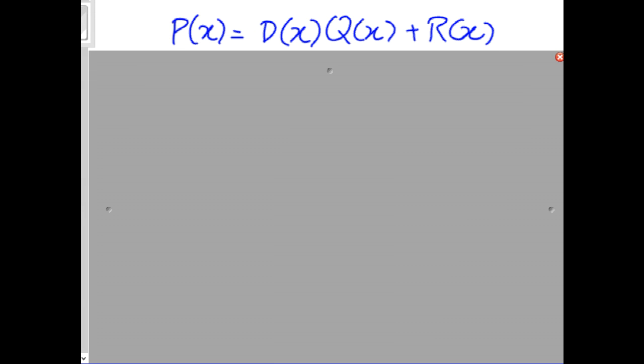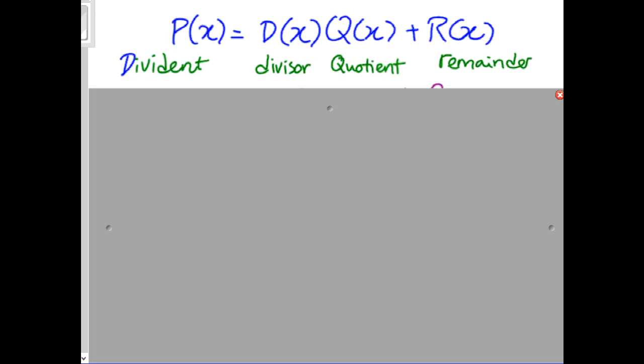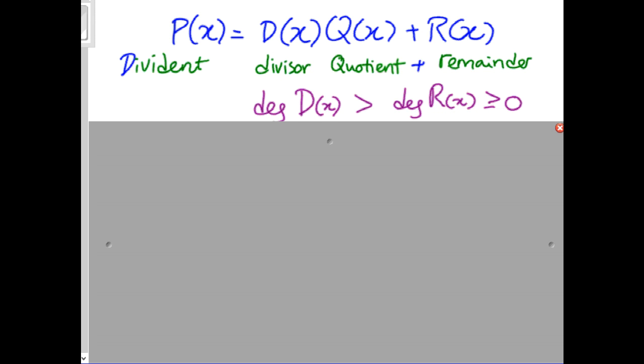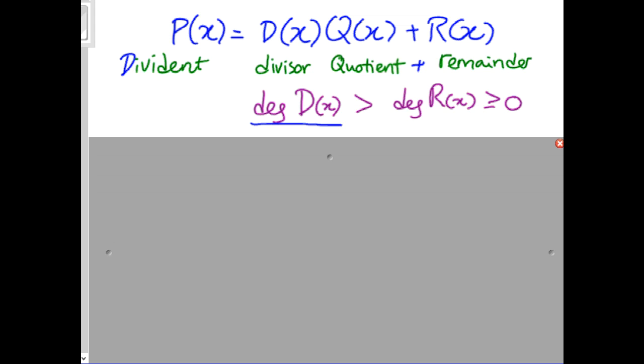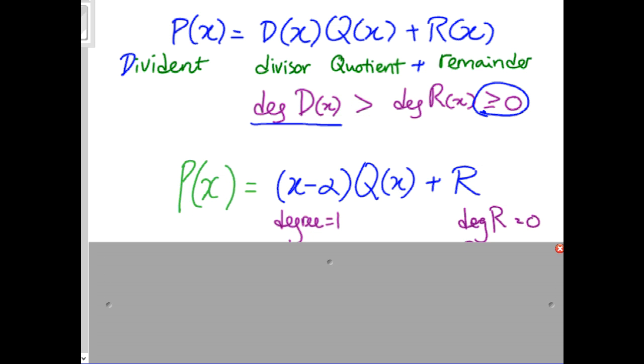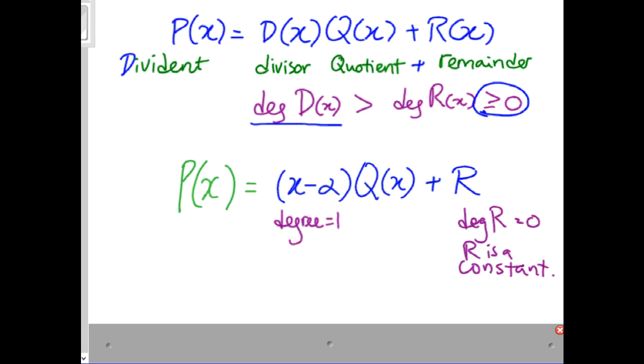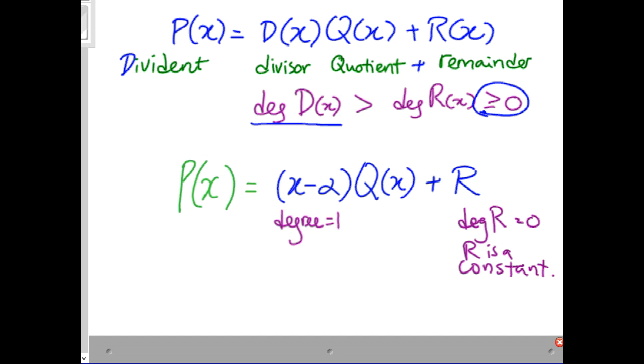Now we look at some more. A polynomial p of x can usually be written as a divisor multiplied by a quotient plus a remainder, right? And the degree of the divisor must be larger than the degree of the remainder. The degree of the remainder must be at least equal to 0, that is, it can be a constant number. And for linear, if the divisor is linear, this is what we have.